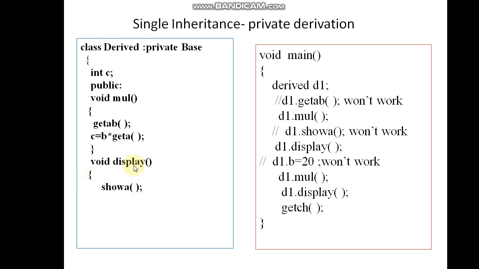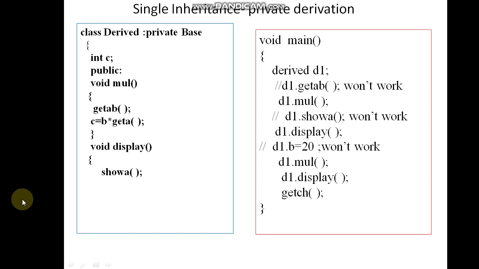Display is a function which displays the value of a. As a is a private member in the base class, it cannot be accessed directly here, so we call the show a function. Then we display values of b, c, end of the class. So this was about private derivation of properties from the base class into the derived class.